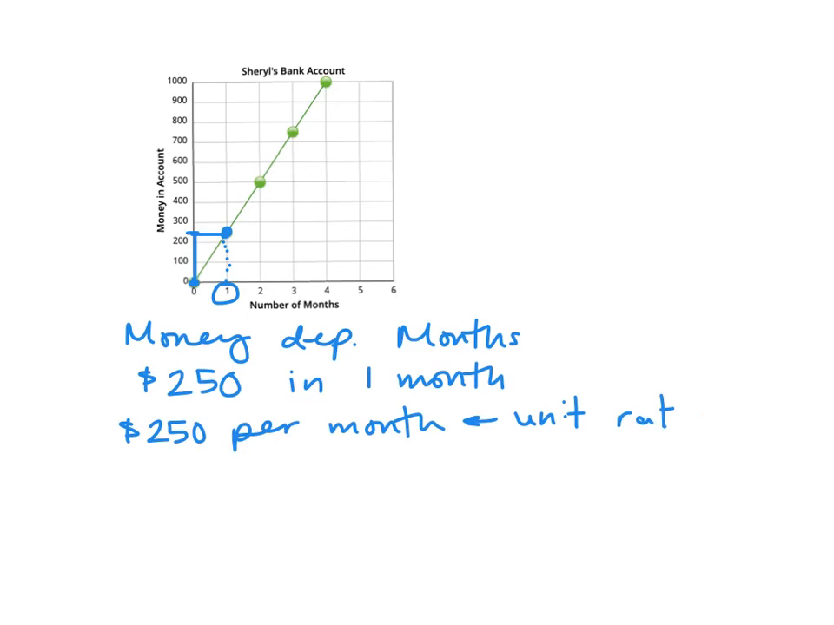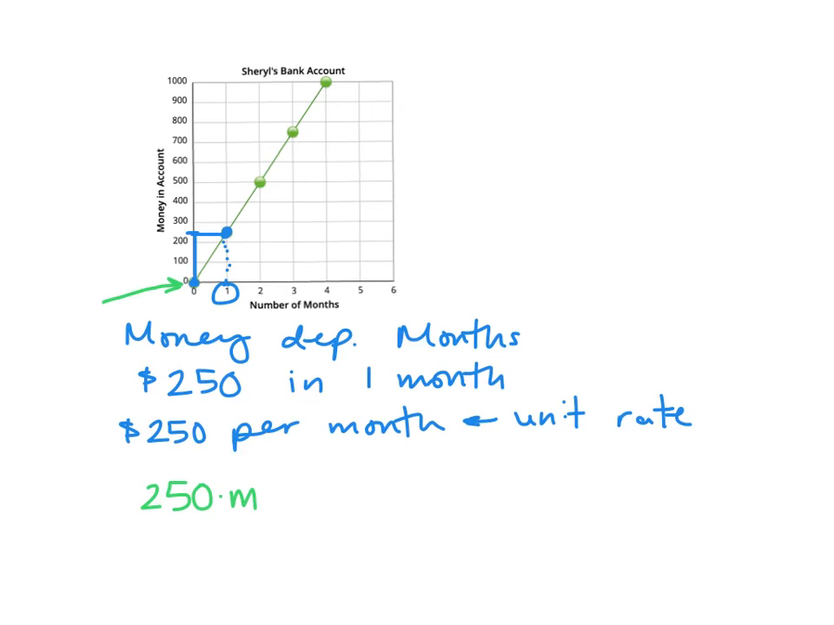Now when I write an equation, we know that it changes $250 per month. So my equation is going to start off with 250 times the number of months. And now I want to see if there's an initial value. I want to see if this bank account started with anything, because this is how it's changing, but I want to see what was in the account. So I look at 0 months. At 0 months, there was $0. So that means there's no initial fee. So there's nothing that I need to add to this equation.